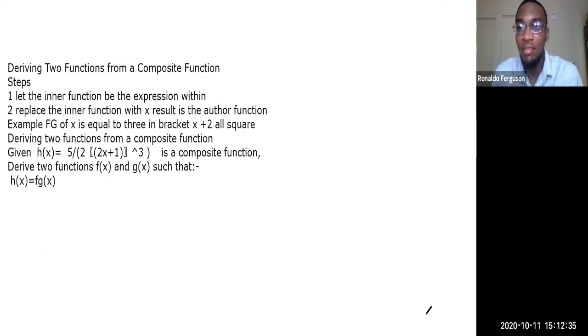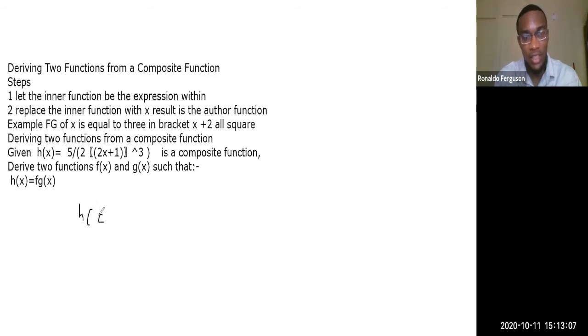Alright, now deriving composite function. Sometimes you can be given a composite function and asked to derive the two functions from that composite function. So what you're going to have to do is find the inner function and then find the outer function. So let's look at how we do that with an example. For example, right here it says derive two functions f and g such that h of x is fg of x.